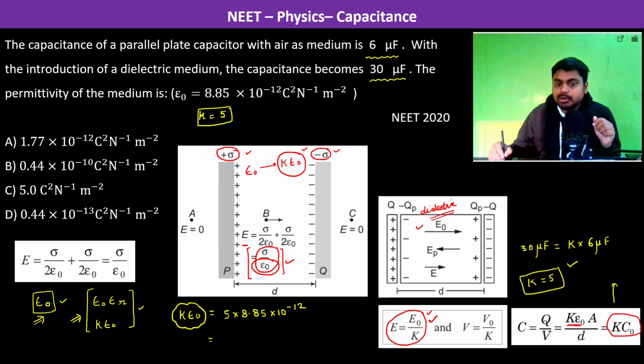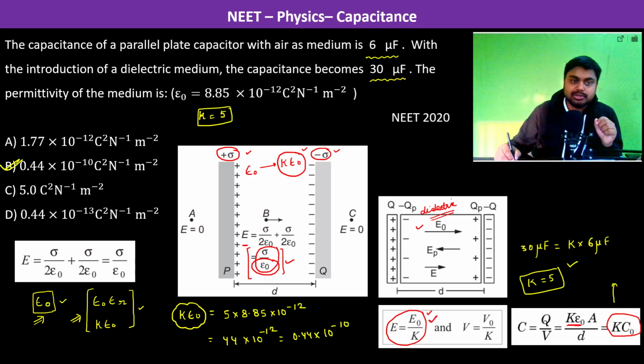So 5 into 8.8 is almost 44. So 44 into 10 to the power minus 12, which is equal to 0.44 into 10 to the power minus 10. So therefore the answer is going to be B.